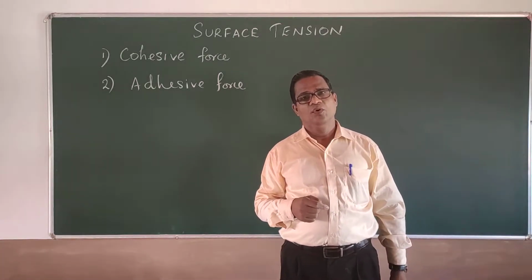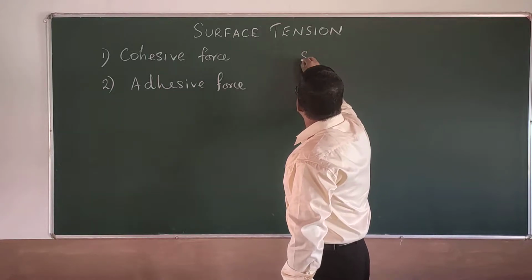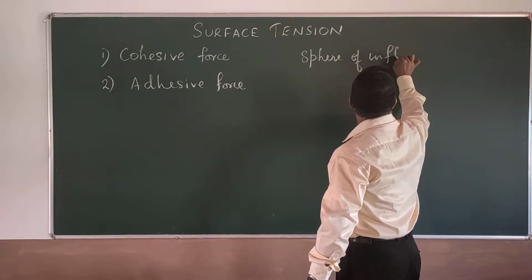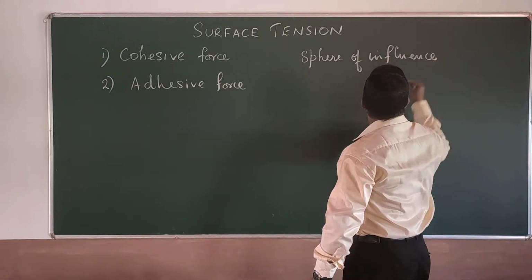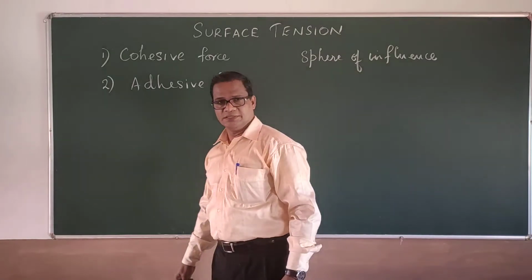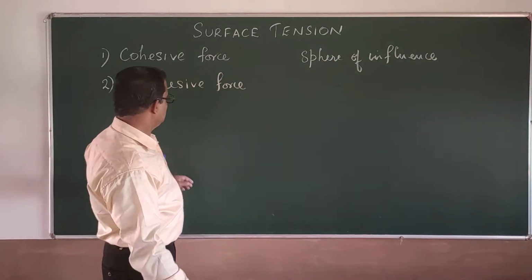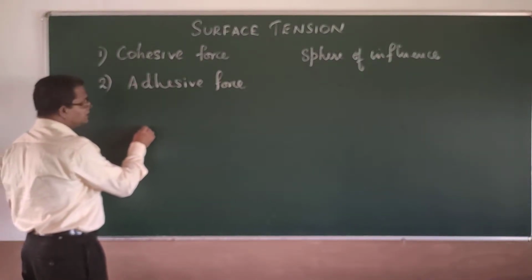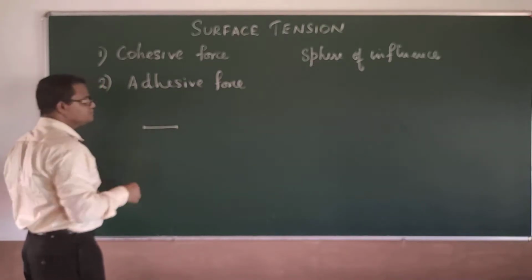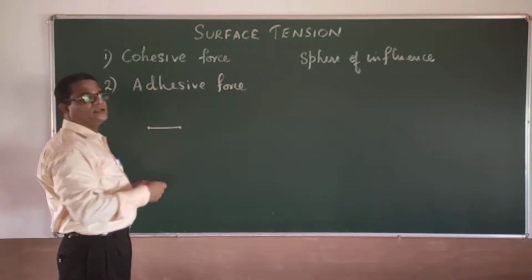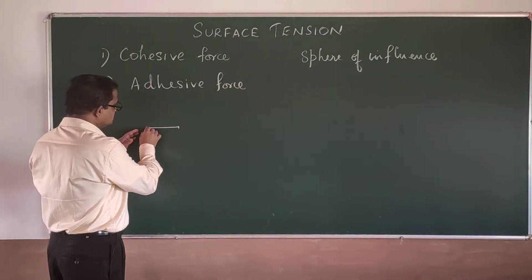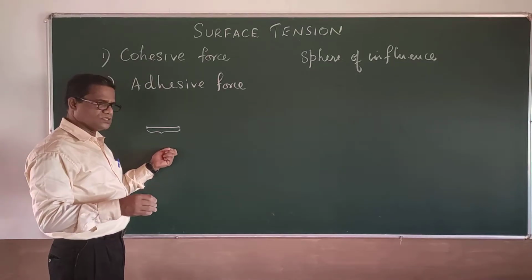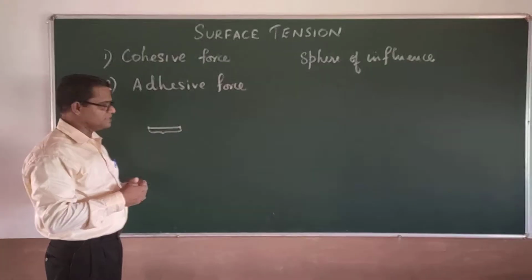One is sphere of influence. You can see that when we talk about the cohesive force or adhesive force, there will be a range up to which the force can act, and that is called the range of the molecular force. It's a small, molecular distance.